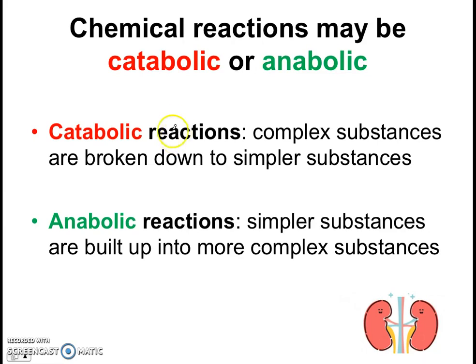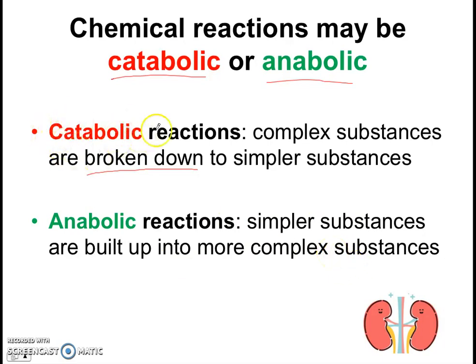Now, although there are many chemical reactions that we've learned about, they can be simply classified into two kinds. Chemical reactions may be catabolic or anabolic. Catabolic, which sounds a bit like catastrophe, right, is a kind of reaction where there is breaking down. In particular, it is where complex substances are broken down to simpler substances. And anabolic reactions are the opposite. It is where simpler substances are built up into more complex substances.